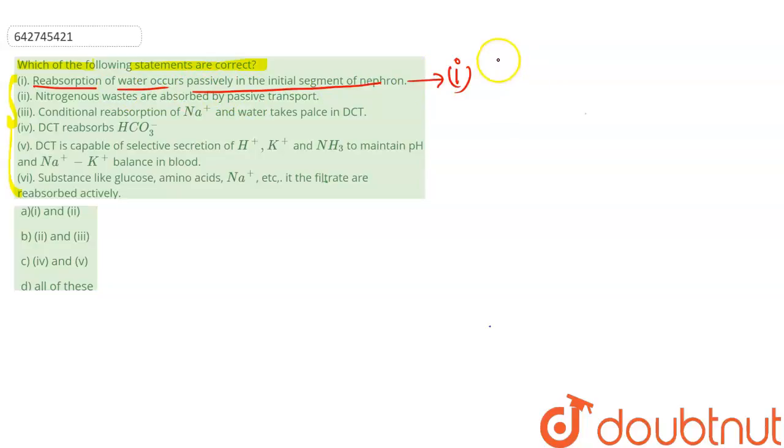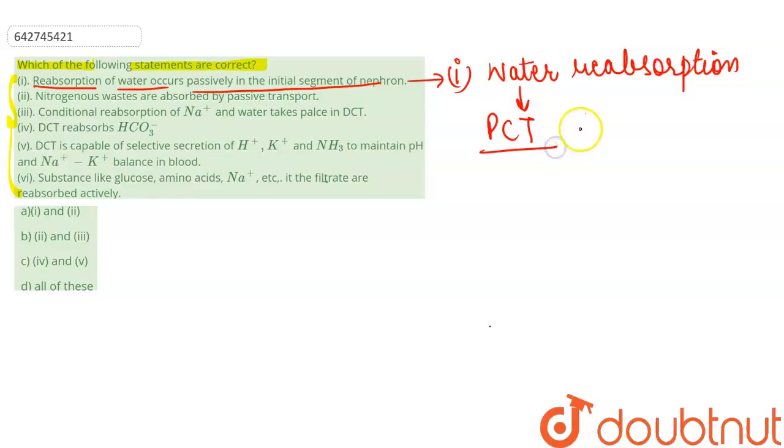Now if we talk about water reabsorption, it occurs by a passive mechanism in the proximal convoluted tubule of the nephron, that is PCT. PCT is the initial segment of our nephron, that is, it is the proximal part of the nephron. So this statement is correct.